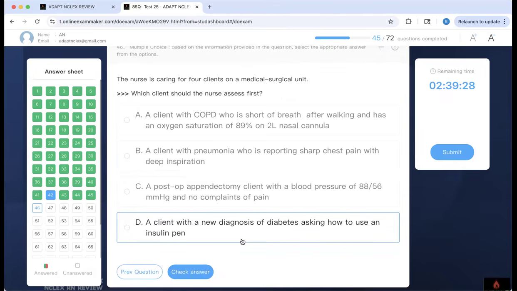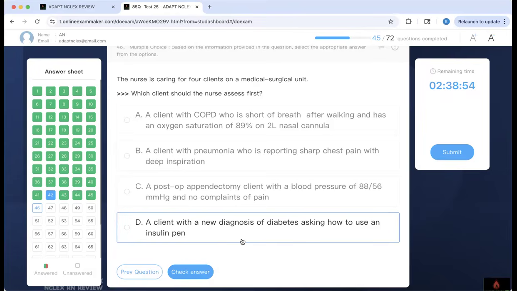And a nurse is caring for 4 clients on a medical surgical unit. Which client should the nurse assess first? Who is in trouble? COPD, who has shortness of breath after walking and has oxygen saturation 89 on 2 liters. Okay. Client with pneumonia who is reporting sharp chest pain with deep inspiration. Okay. Post-op appendectomy with blood pressure of 88/56 and no complaint of pain. Okay. A client with new onset of diabetes asking how to use an insulin pen. Who is in trouble?